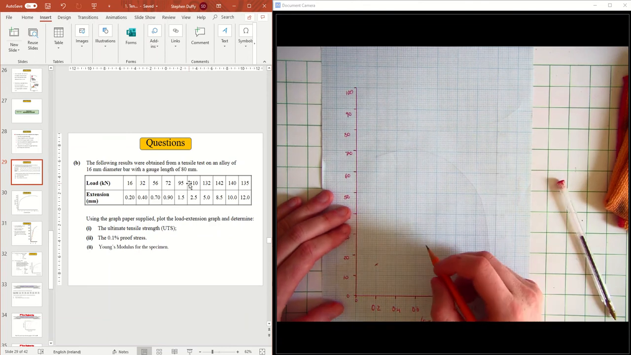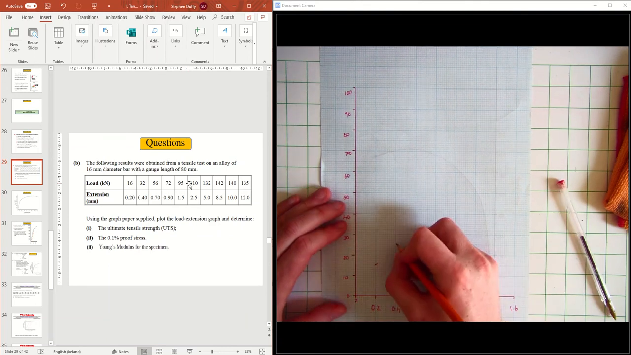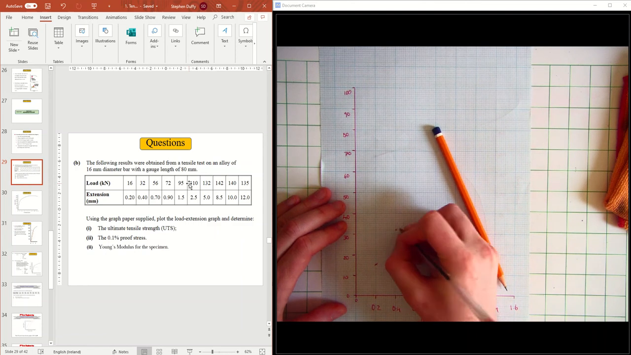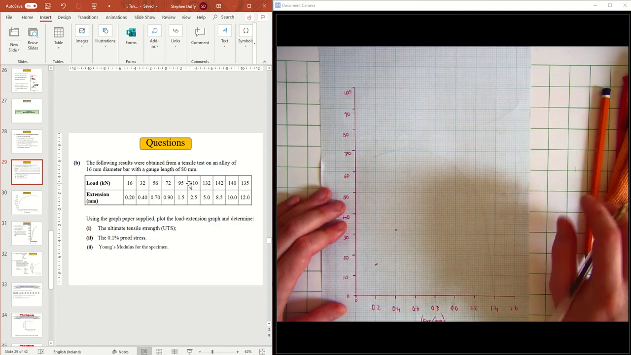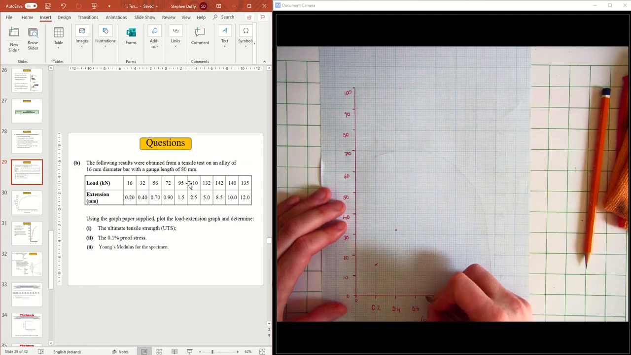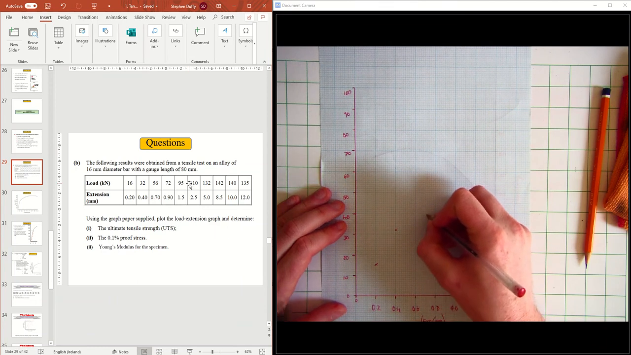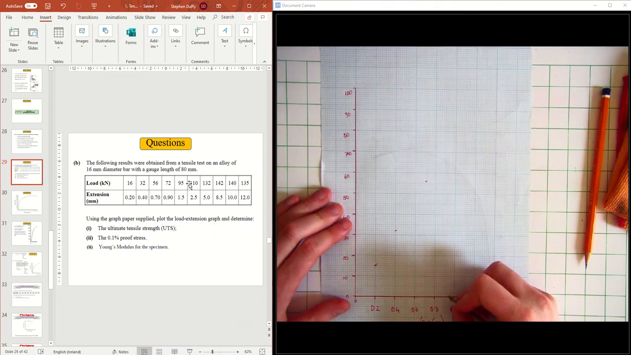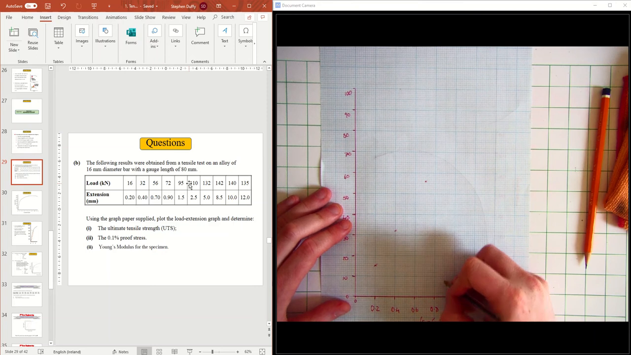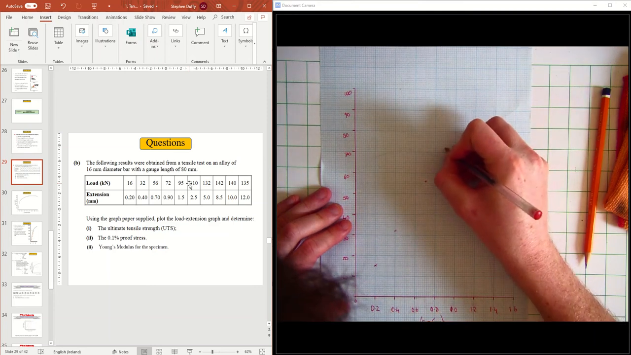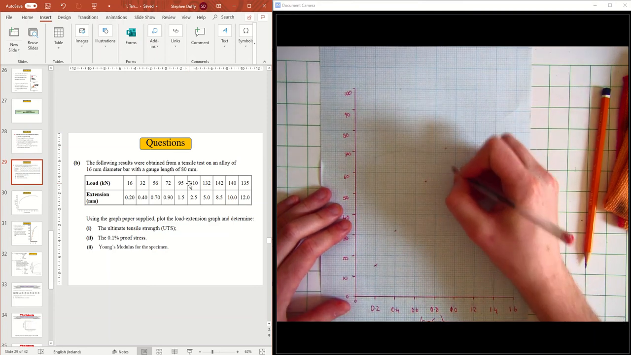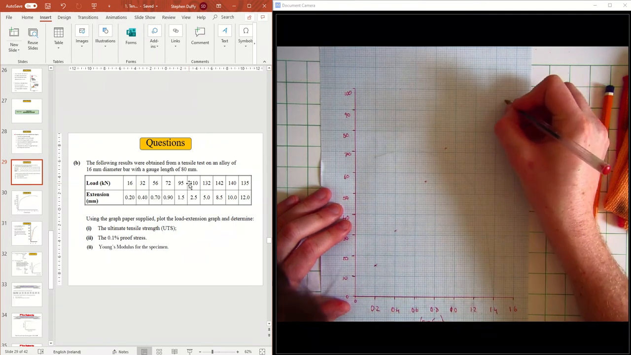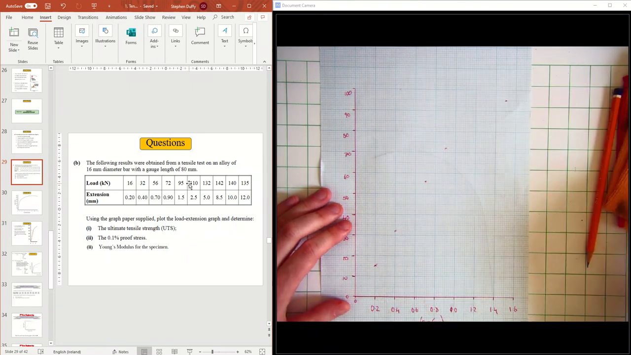32 and 0.4 is next. Next is 56 and 0.7. Next is 72 and 0.9. And finally the last one's 95 and 1.5. So 95 is going to be this point here.